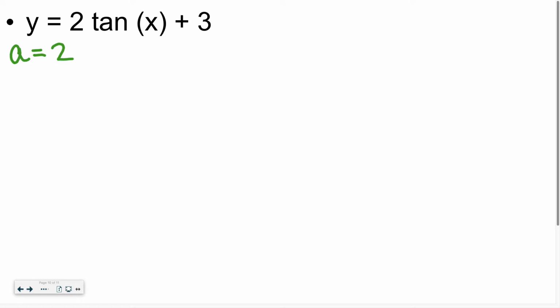What is our B value? 1. So when we calculate the period, remember tangent's kind of the oddball. We calculate it by pi over b. But since b is 1, we're still going to have a period of pi.